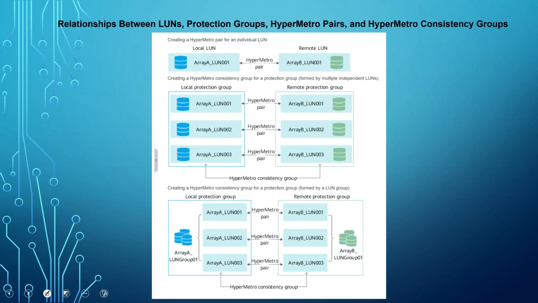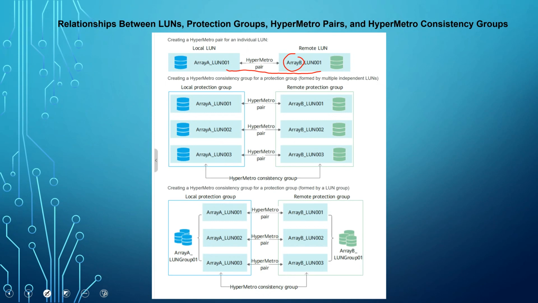Let's see, for example, what the relationship is between the protection group, HyperMetro pairs, and HyperMetro consistency group. So for example, you have only an individual LUN. So this is a HyperMetro pair between the individual LUNs. This is the local LUN from storage A, and this is the remote LUN from storage B. So when you create a HyperMetro pair, it will be paired with each other, and it will be synced together.